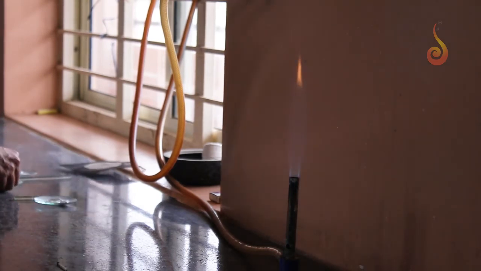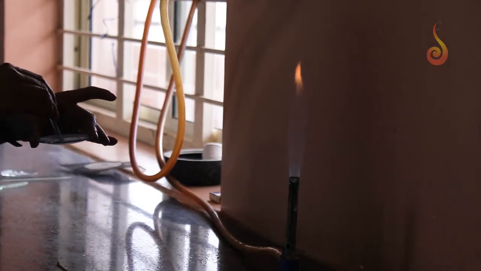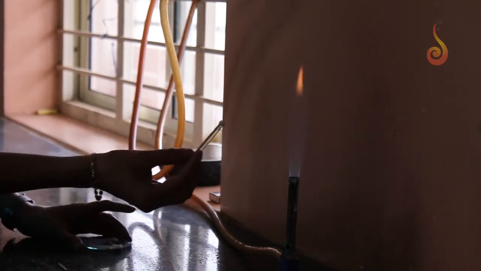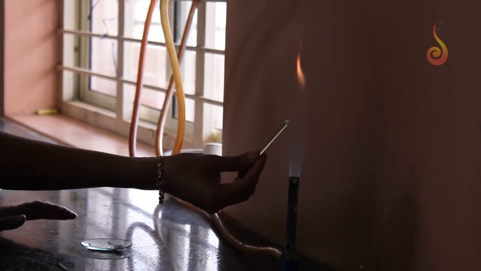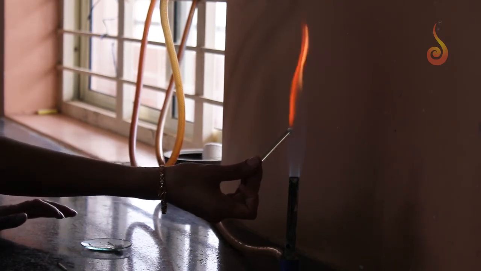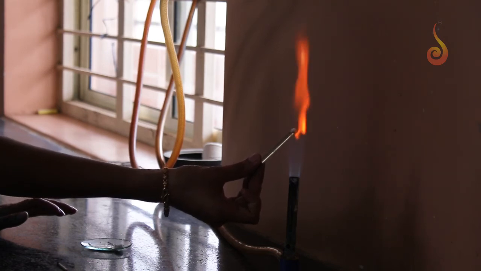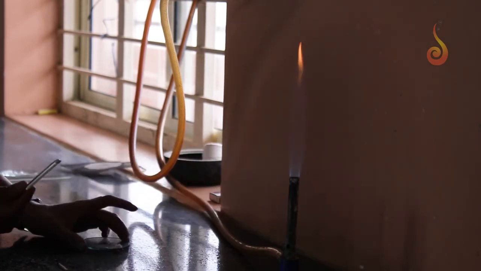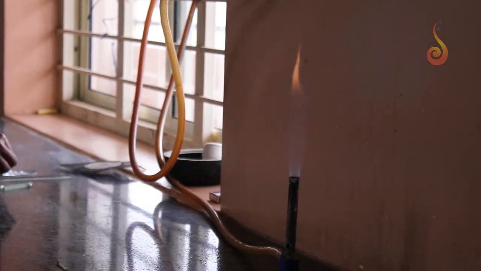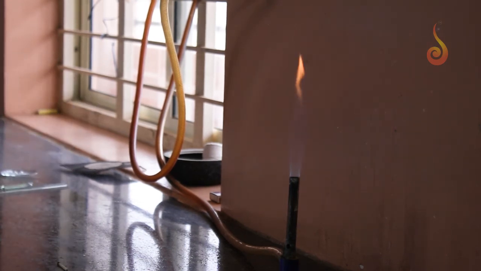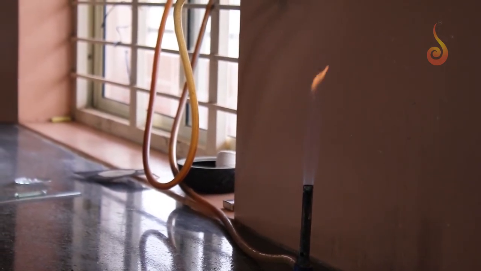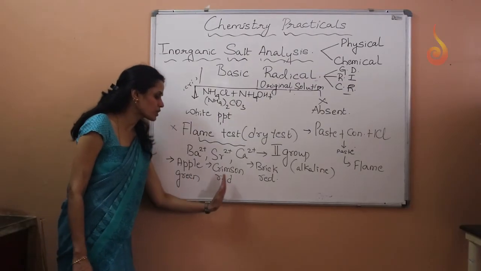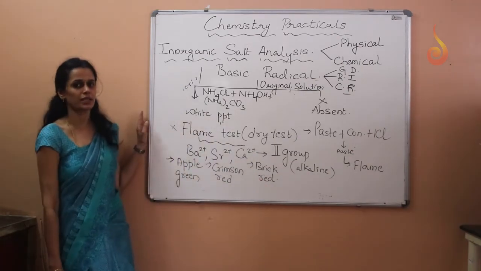Similarly, we'll do it for calcium ion also. The color of the flame for calcium ion is brick red. So the paste of the salt is held in a flame, and we'll observe brick red color. When the paste is held, we are observing brick red color. So this is how we perform the flame test, and we also observe different flame colors for fifth group basic radicals.